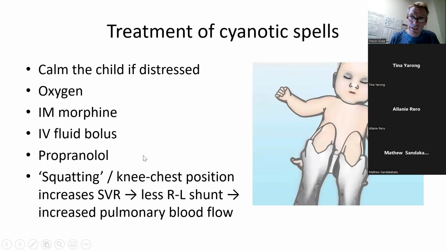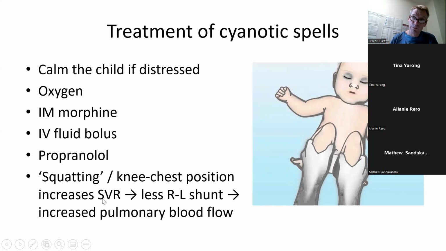These babies, as they get older, usually assume a squatting position, but when they're just small babies, you can do this to them. You can just have them on their back and push their legs up into a flexed, knee-chest position, because what that does is increase systemic vascular resistance.